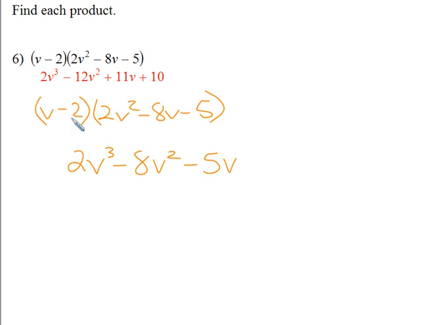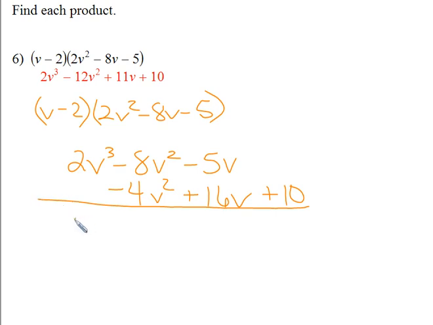Now I'm going to move to the -2 and distribute it in the same fashion. -2 times 2v squared is -4v squared. I'm going to write it like this so that it'd be easier in the end to gather like terms. -2 times -8v is a positive 16v. And -2 times -5 is positive 10. Now let's go ahead and add those two together, and we get 2v cubed minus 12v squared plus 11v plus 10. And that concludes this lesson.